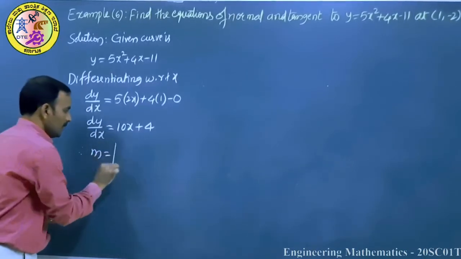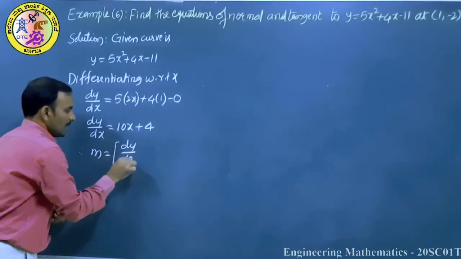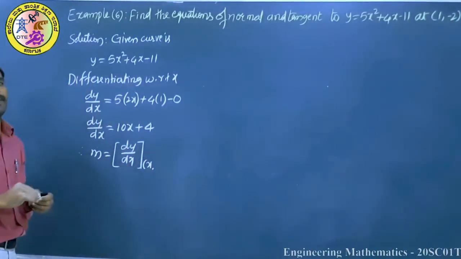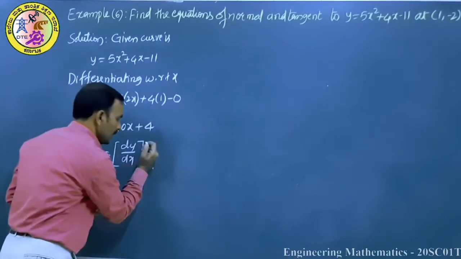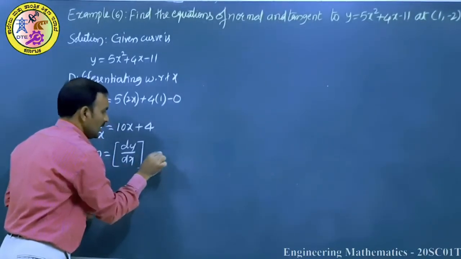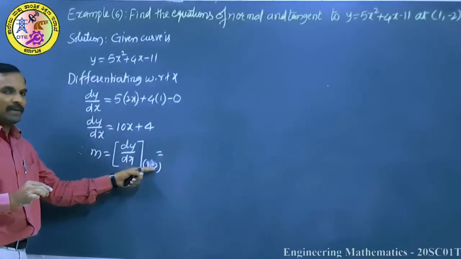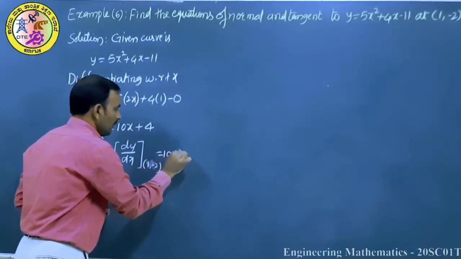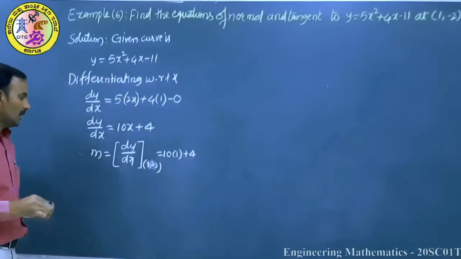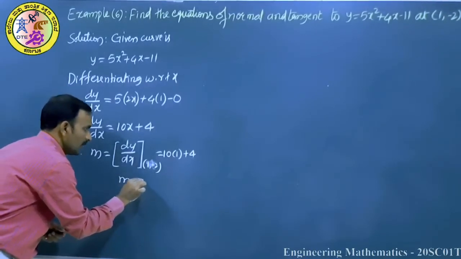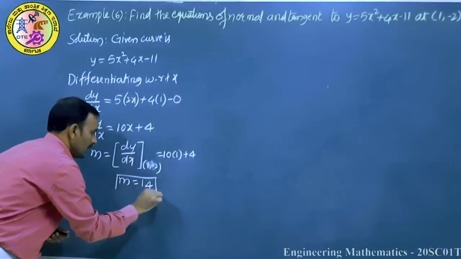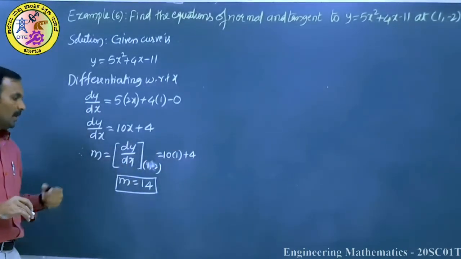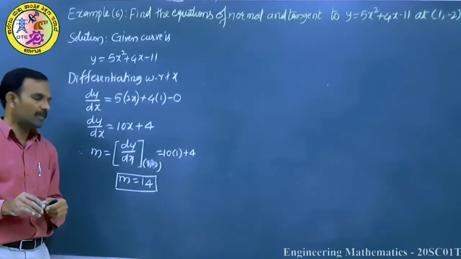What is the m value? It is dy by dx at x1 comma y1. What is the x1 comma y1 value? 1 comma minus 2. That is, x value is 1, y value is minus 2. That is 10 into 1 plus 4. Therefore, what is the m value? 14. M value is 14: 10 into 1 is 10, 10 plus 4 is 14. You have to find the slope of tangent and the slope of normal.